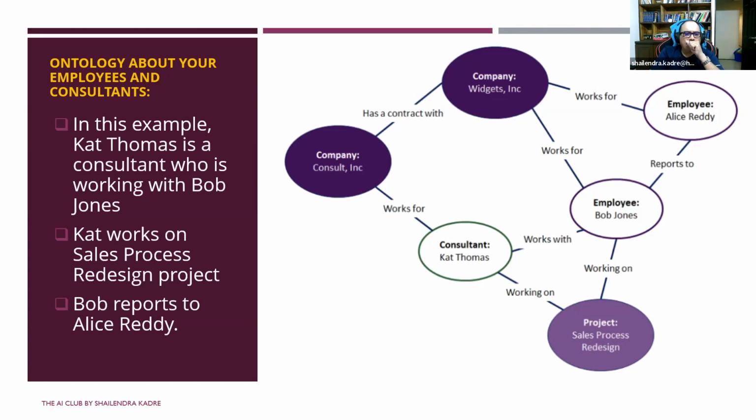Then Cat works on the sales process redesign project. If you see this purple ellipse below, their project is given. Both Bob Jones and Kate Thomas work on the sales process redesign project. So this is also a piece of knowledge. So the first piece of knowledge is Kate Thomas works with Bob Jones, and both of them work on a project called sales process redesign. Is it not knowledge which can be given in the form of sentences? First sentence is Kate Thomas is a consultant who works with another employee, Bob Jones. Second sentence is both Kate Thomas and Bob Jones work for a project by the name Sales Process Redesign. So this is another sentence.